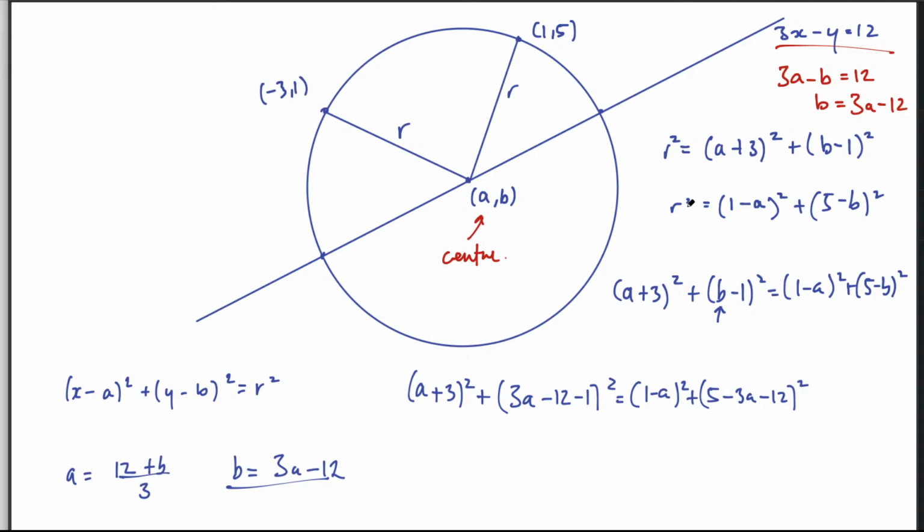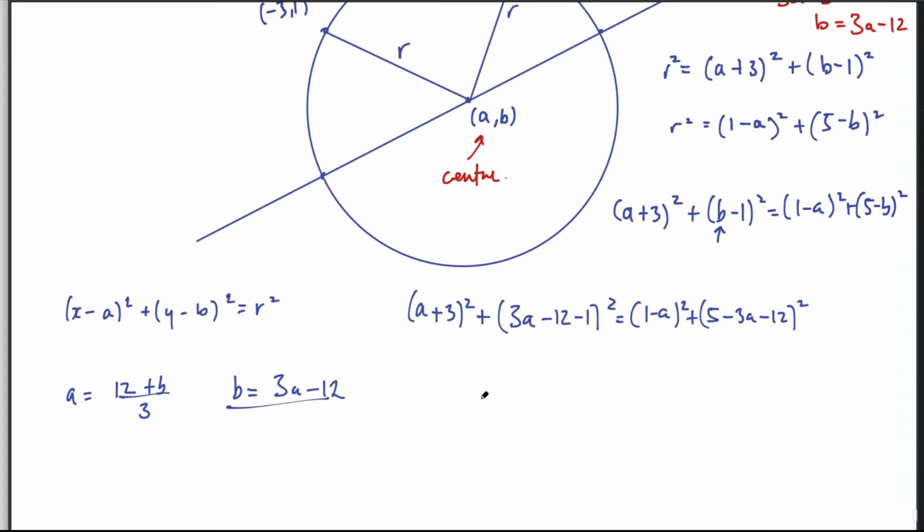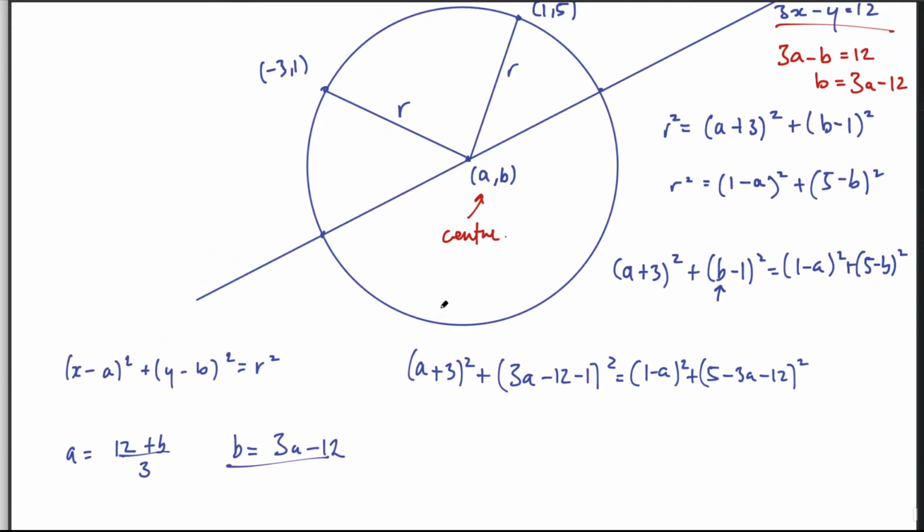I don't think I'm fast enough to do this one off the top of my head. I haven't done a problem like this for a while, so I have to sit down and think about it for a bit. But anyways, so hopefully that makes sense, where we get the b equal to 3a take 12 from that straight line equation.